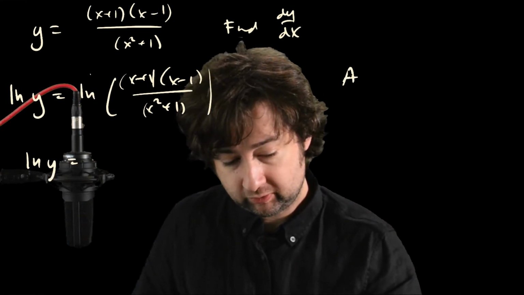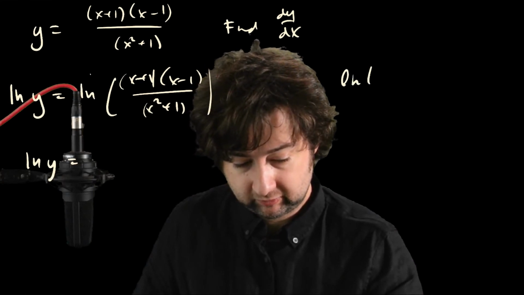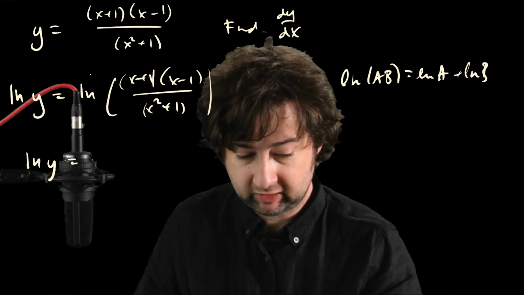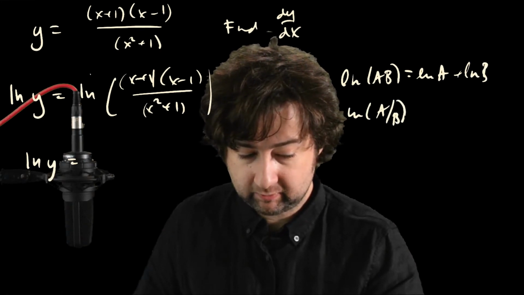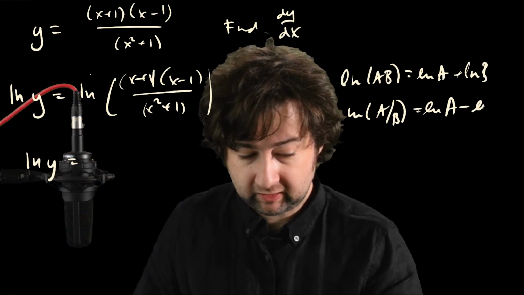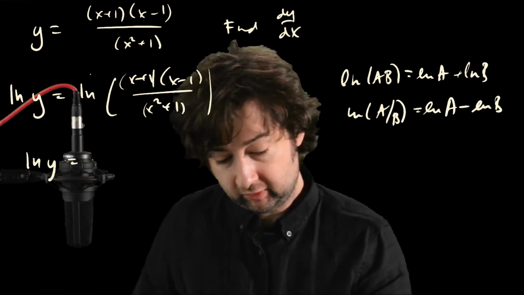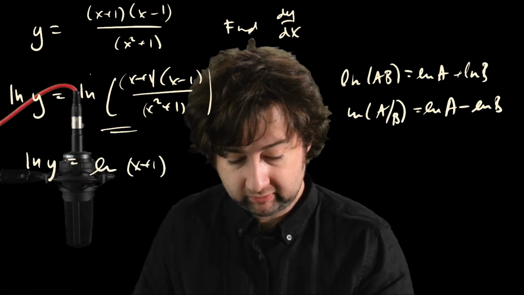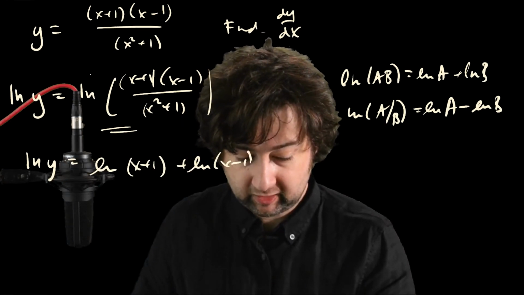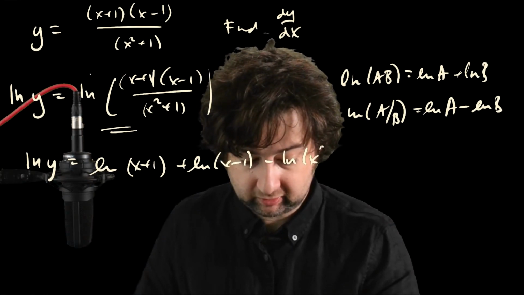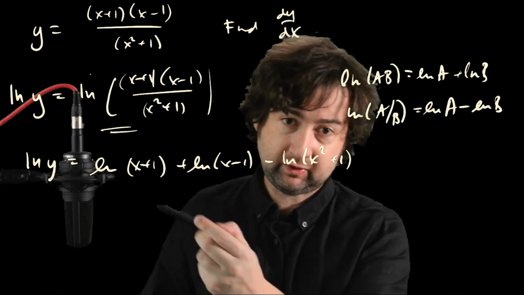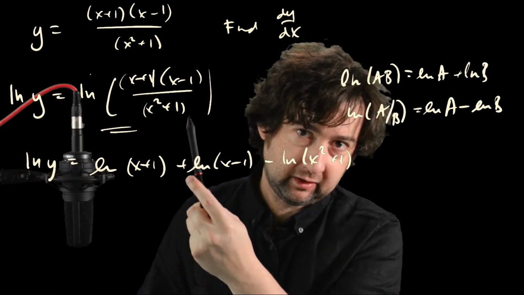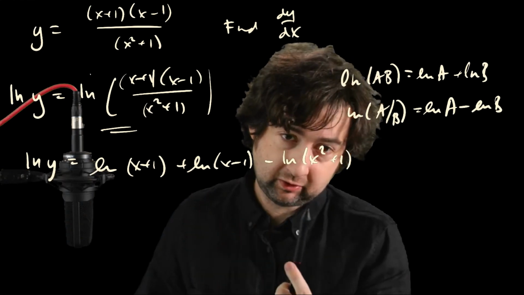So remember that the natural log of AB is equal to the natural log of A plus the natural log of B, and the natural log of A divided by B is equal to the natural log of A minus the natural log of B. So if I do that to the right side here, what I get is the natural log of x plus 1 plus the natural log of x minus 1 minus the natural log of x squared plus 1. So this was a product, and so it turned into a sum. This is a quotient, and so it turned into a difference.